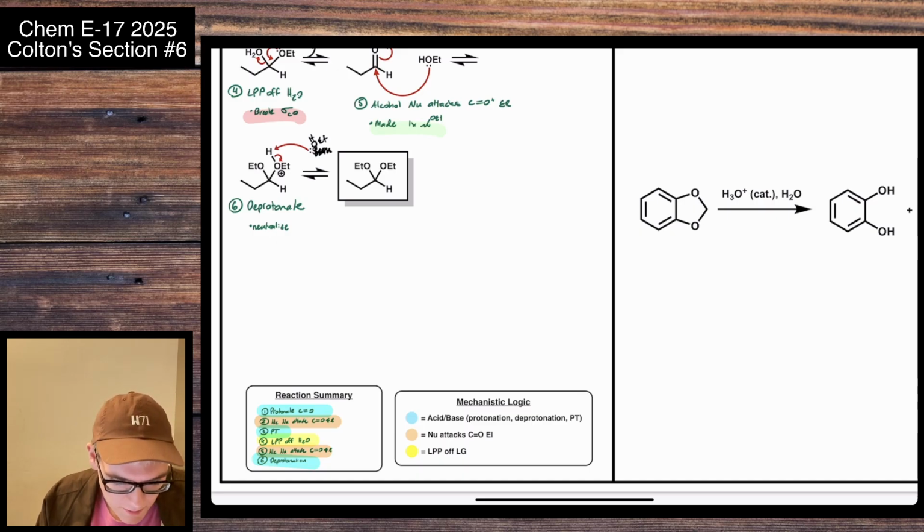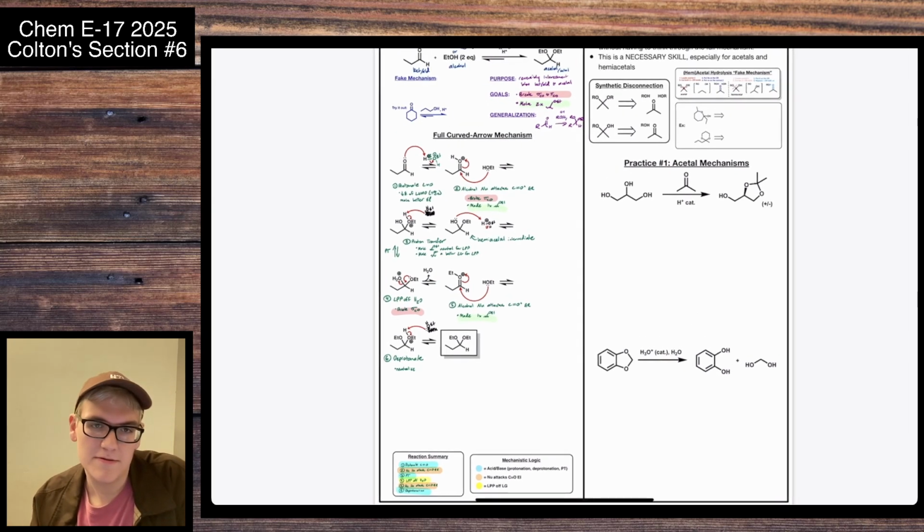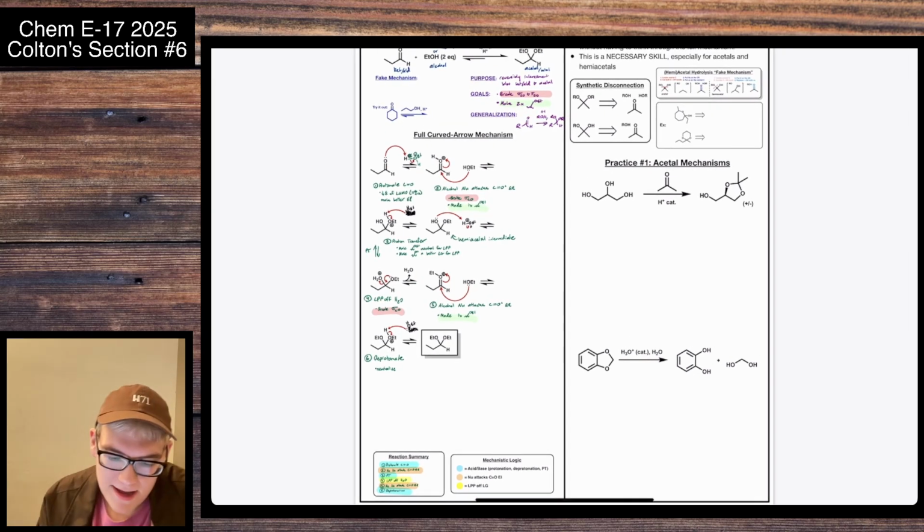So, with this in mind, let's go ahead and look at the first practice. I have some other things I want to do here with the acetal reaction, but I think it would be good to go ahead and see this in practice.